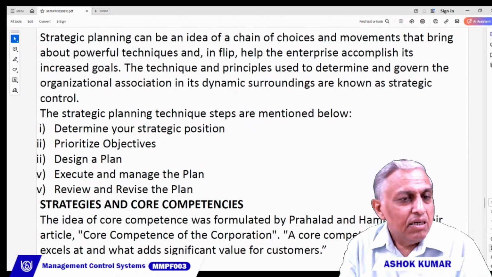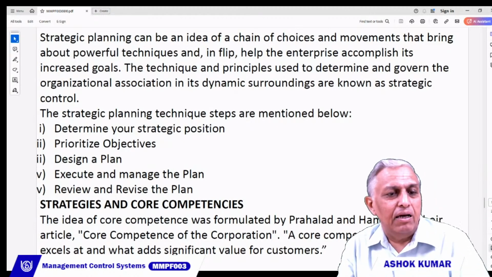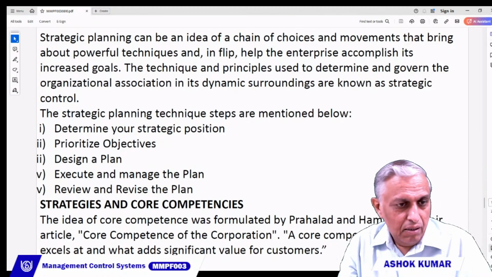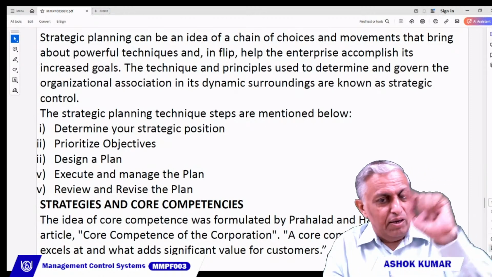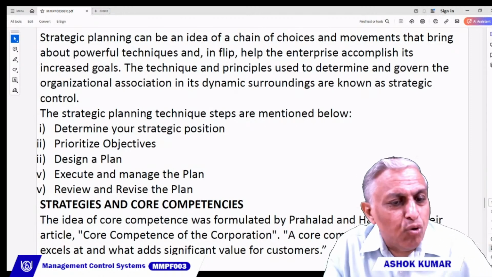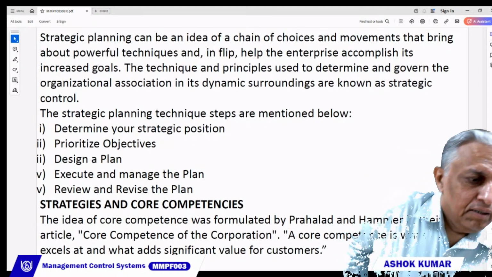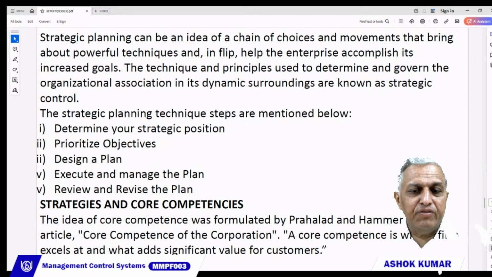What are the techniques, subjects, and steps mentioned below? Determine your strategic position, prioritize objectives, design a plan, execute and manage the plan, review and revise wherever it is needed. Strategies and core competencies. Core competence is very important. The idea of core competence was formulated by Prahalad and Hamel in their article, Core Competence of the Corporation.